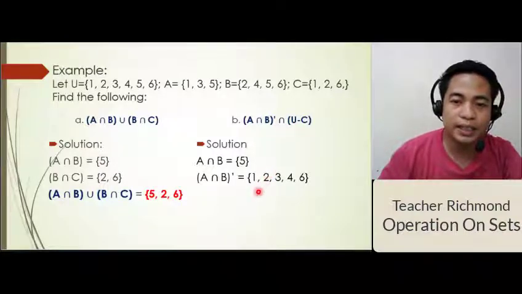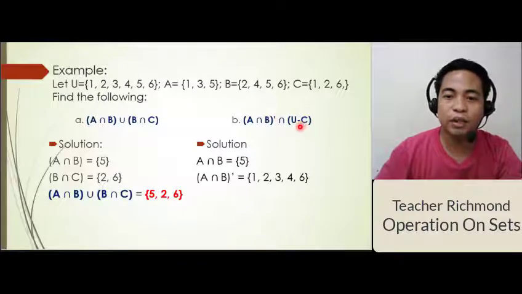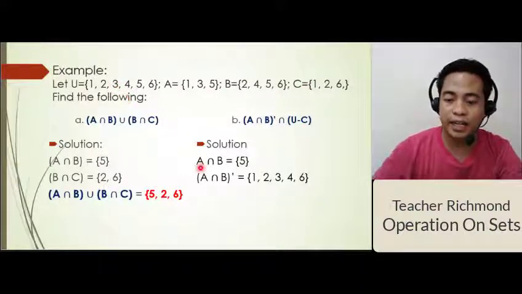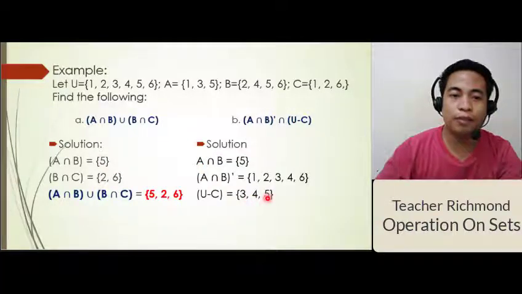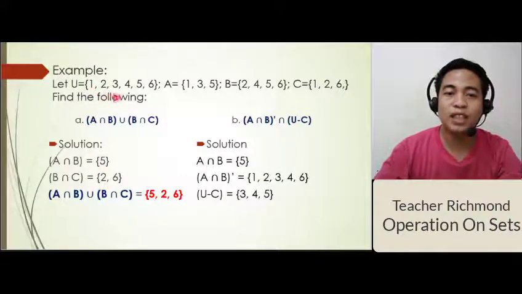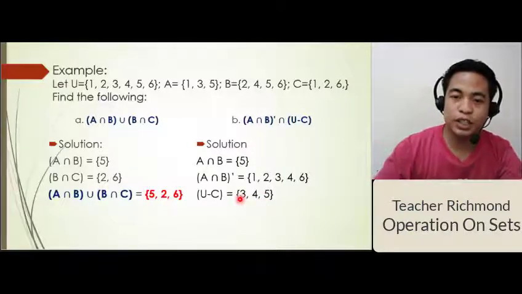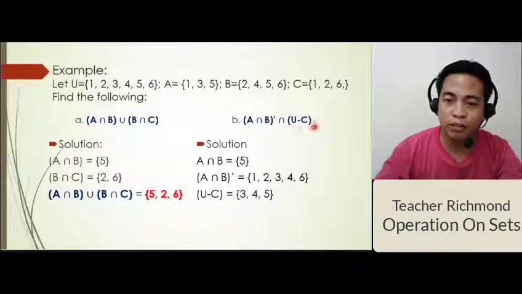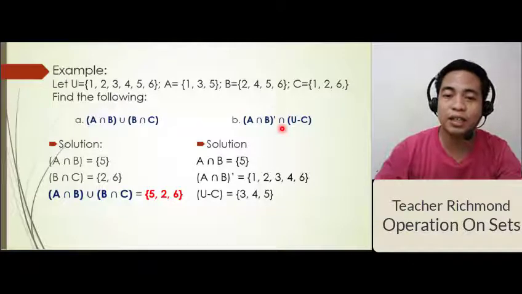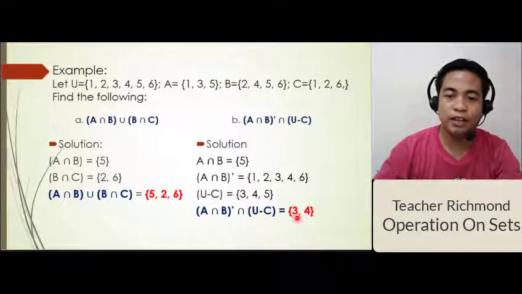So, next. Since you have the value for this, you will find also the difference between the universal set and set C. If you compare it, you will immediately see that the difference is 3, 4, 5. Why? Look at the universal set. What are the elements in the universal set that are not present in set C? You would immediately see that it is 4, 5, 3. So, since you have the value for this, and you have also the value for the second one, you can perform the indicated operation in the center. So, you have here 3 and 4. If you get the intersection of the complement of the intersection of set A and B, and the difference of the universal set and set C. Okay?